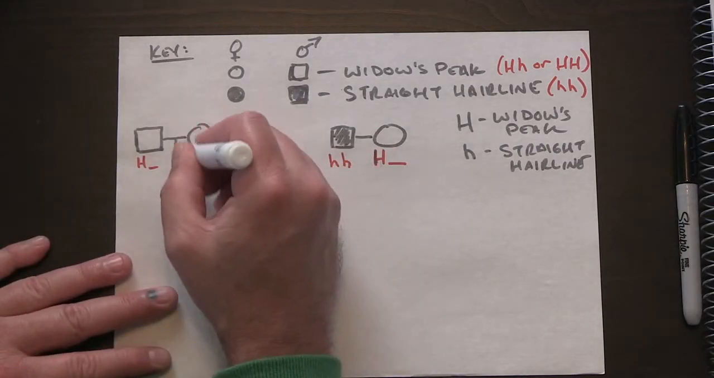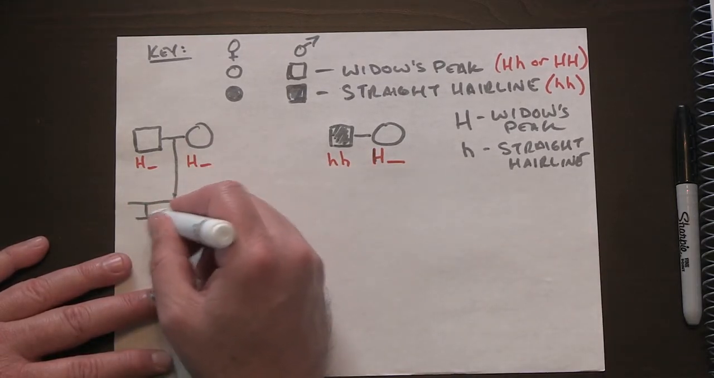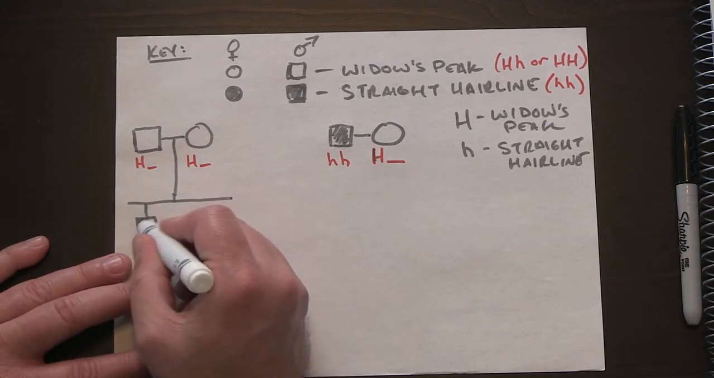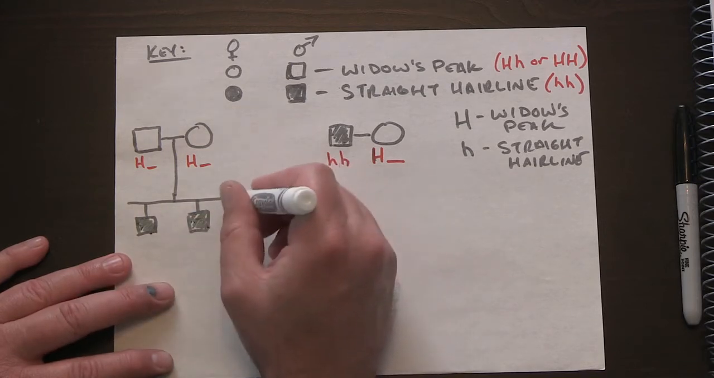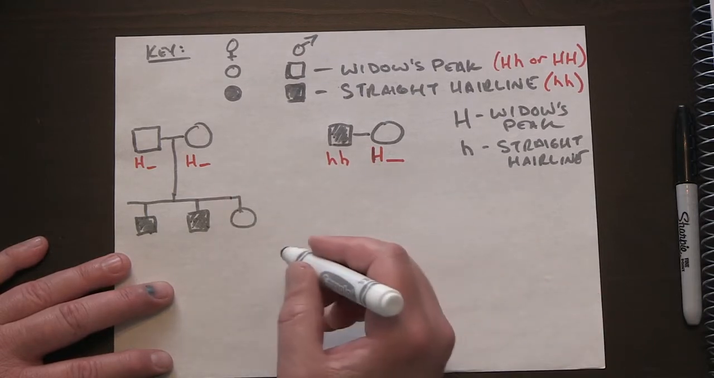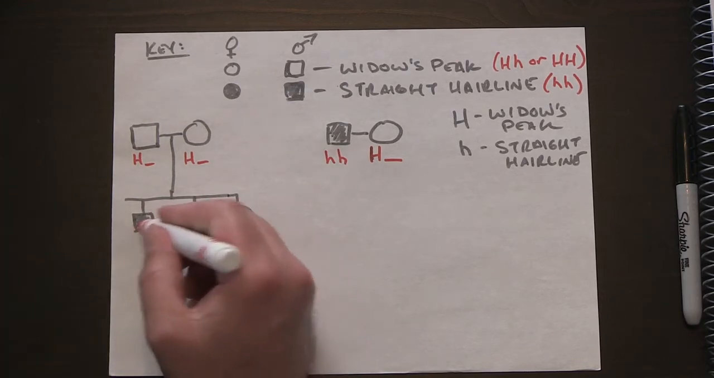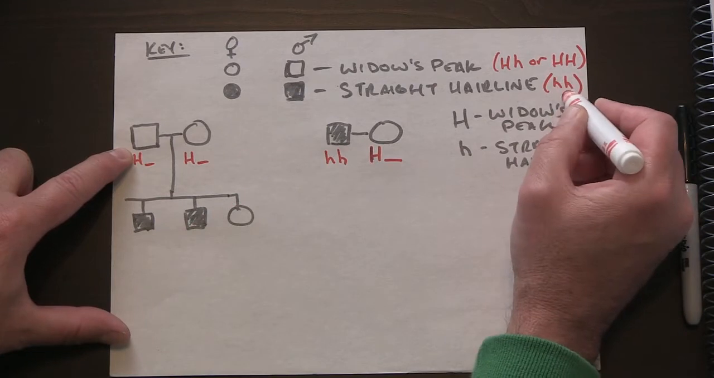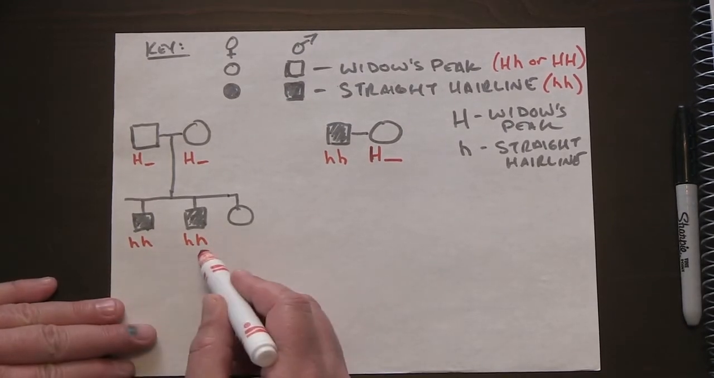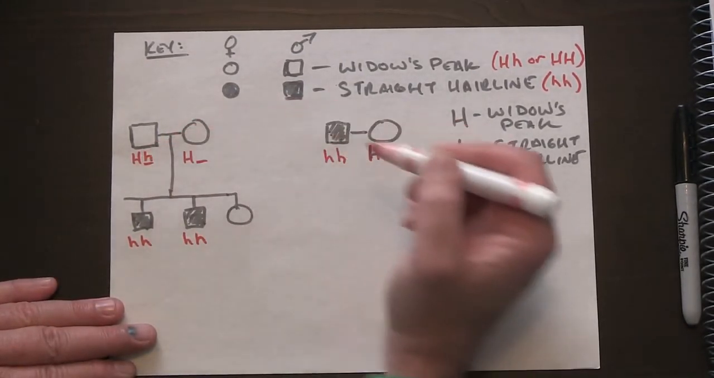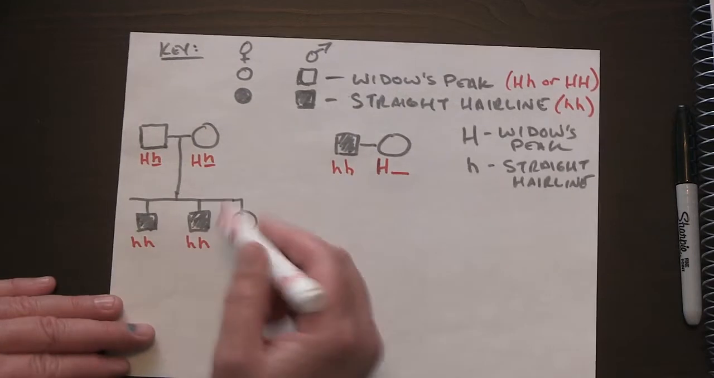So let's say they have some children, and they have a son who has a straight hairline, another son with a straight hairline, and a daughter with a widow's peak. What's the genotype for these two gentlemen? We know if they have a straight hairline, they have to be hh. So guess what? These little h's came from somewhere. Now we know where they came from. Dad is heterozygous. And guess what? So is mom. Those little h's came from one from dad, one from mom. Okay.